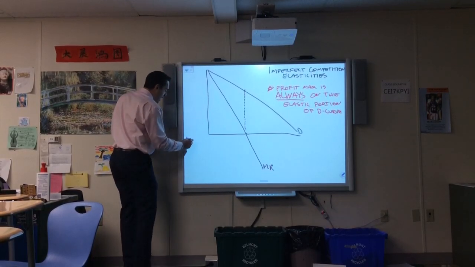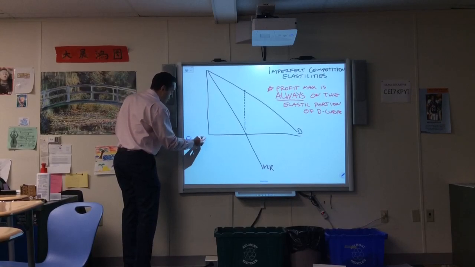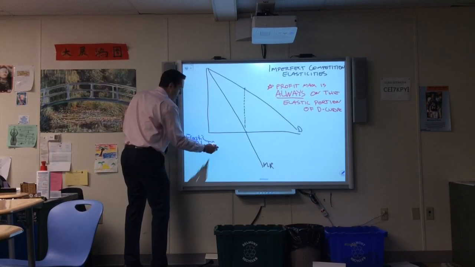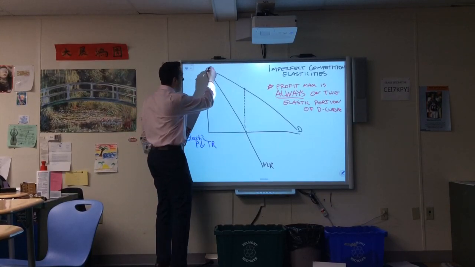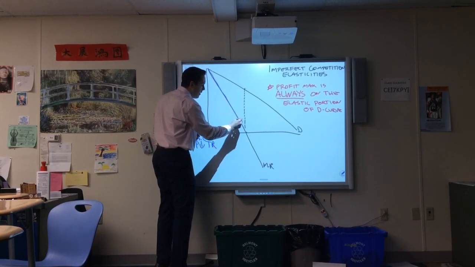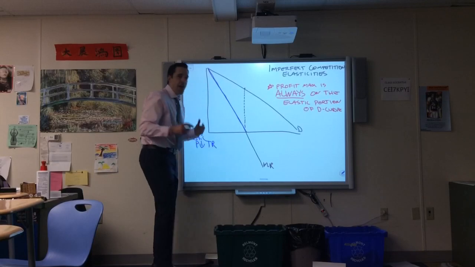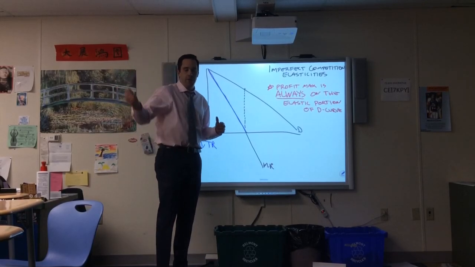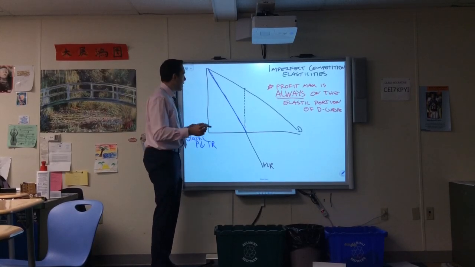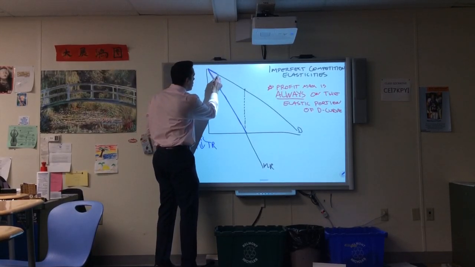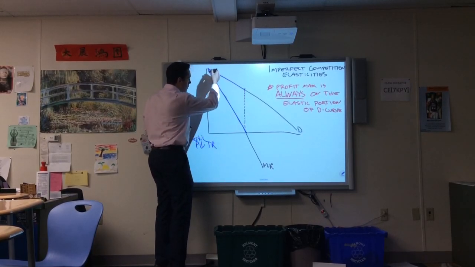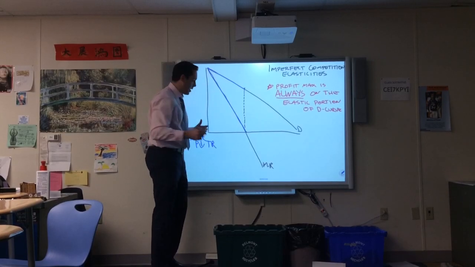The definition of elastic is as price goes down, total revenue goes up. And marginal revenue is positive, even if it's decreasing. That means the total revenue is increasing. It's increasing at a decreasing rate, but it's still increasing. Therefore, this part of the demand curve, where the marginal revenue curve is positive, that's elastic.